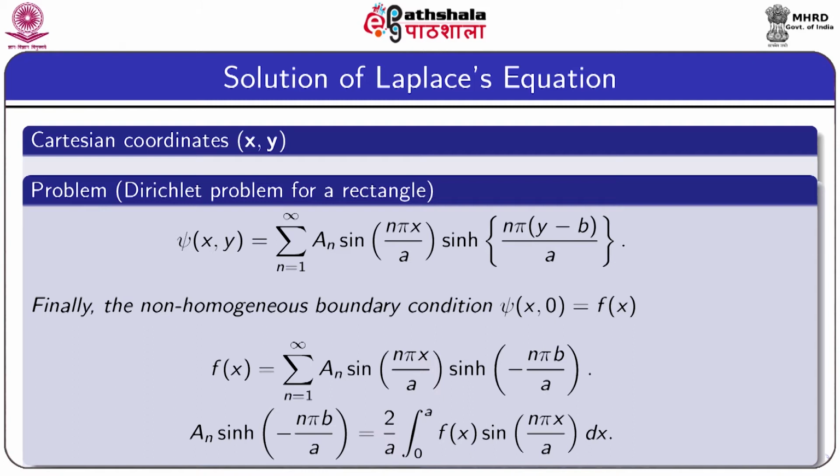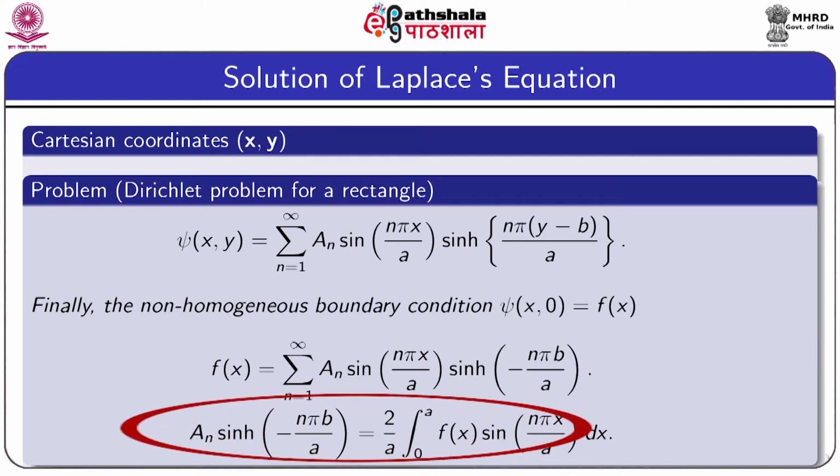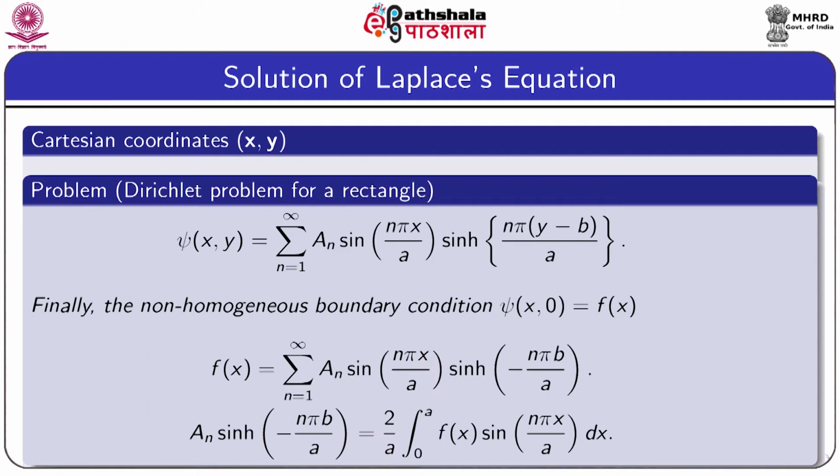So, now if we multiply both sides of this summation by sin(n pi x by a) and integrate over 0 to a, we will get the coefficient using the orthogonality property of the sine function: A_n sinh(minus n pi b by a) equals 2 by a times the integral from 0 to a of f(x) sin(n pi x by a) dx. So, from the last equation we can get the values of the unknown constants A_n.